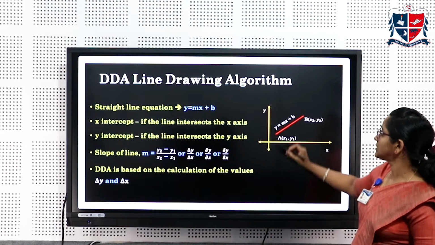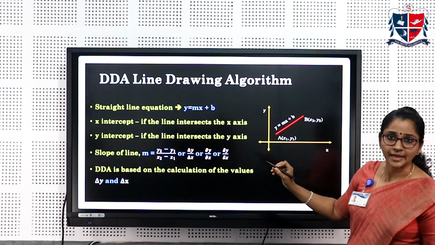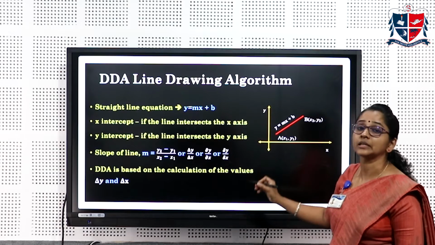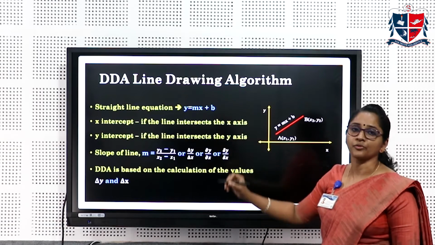The x-intercept is the point where the line intersects the x-axis. And if the line intersects the y-axis, it is known as the y-intercept. And m is the slope of the line.